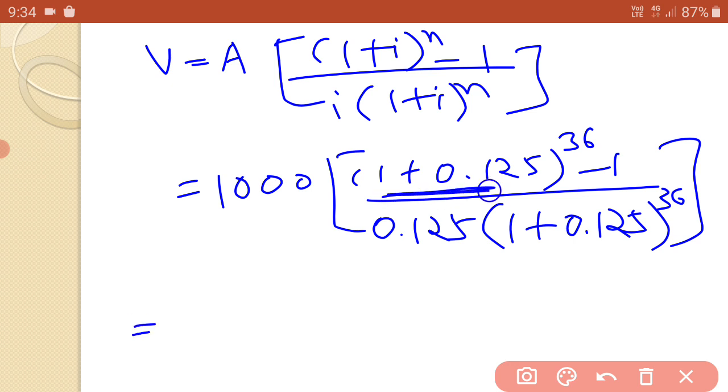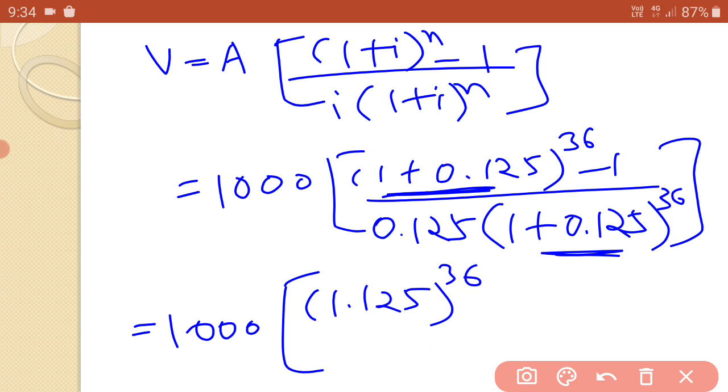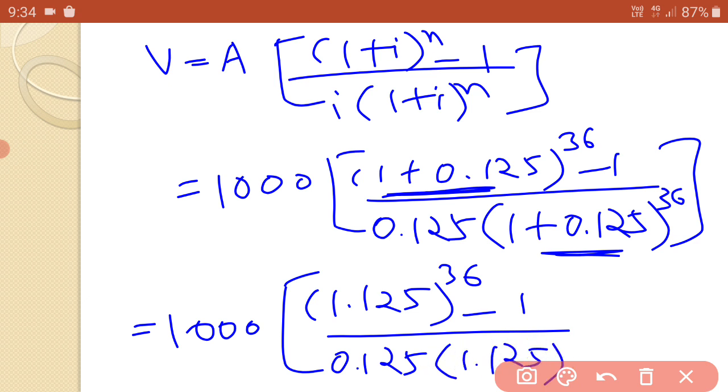Very next step, add these two: 1000 into 1.125 raised to 36 minus 1 upon 0.125 into 1.125 raised to 36. Write the whole step.